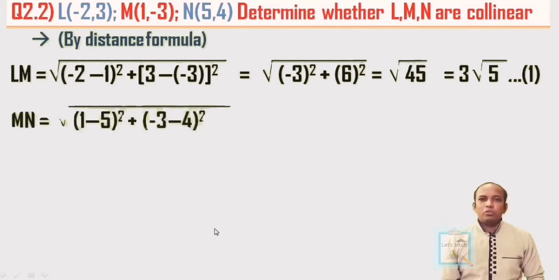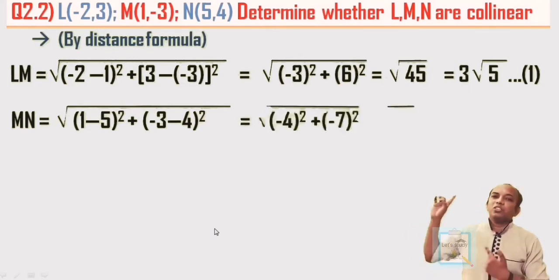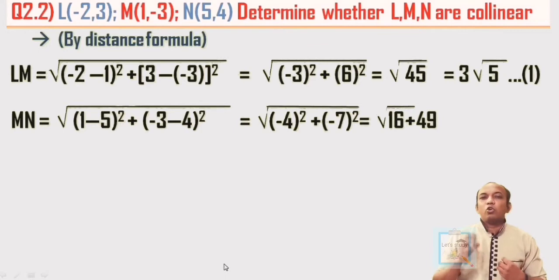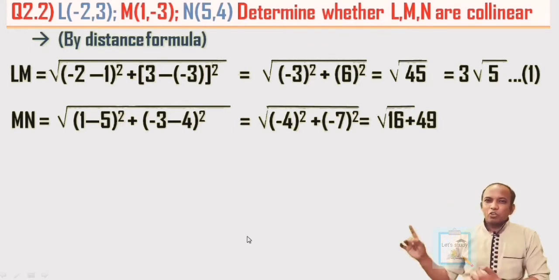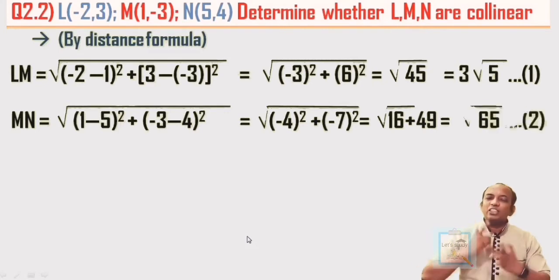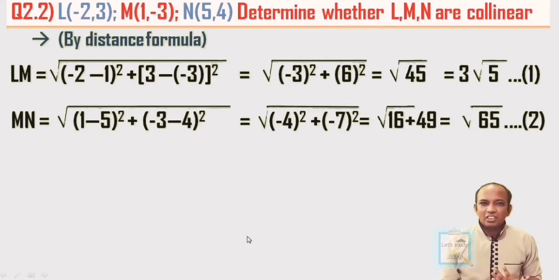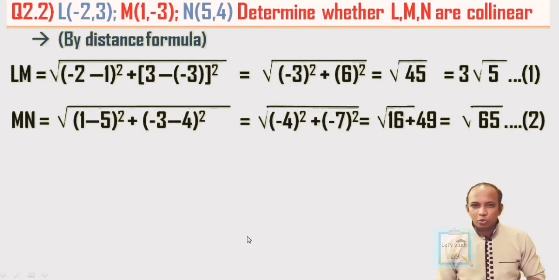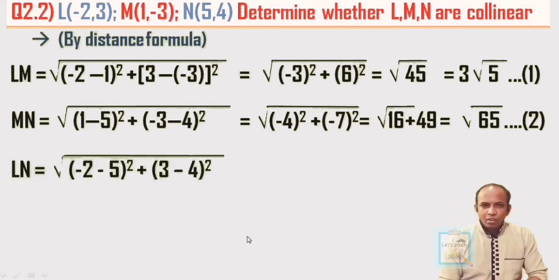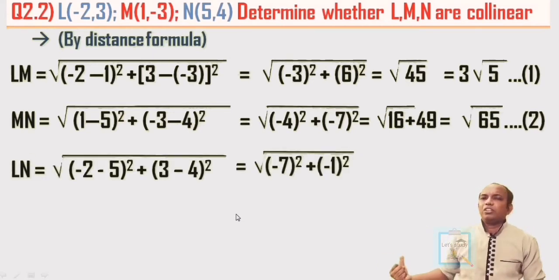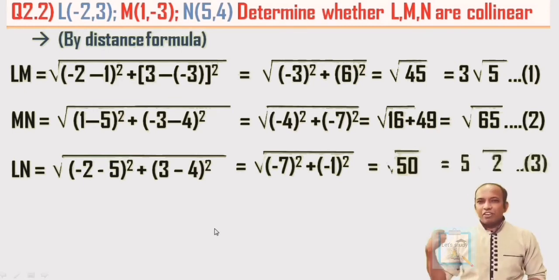Now substitute the values to get the answer for distance MN. You get the answer under root 16 plus 49 after carrying out all the required operations. The moment you add these numbers, 16 plus 49, you get the answer root 65, and this root 65 cannot be written in the mixed form because 13 times 5 is 65 and none of them can be taken out of the root, right? Thirdly, we have to find the distance LN. The moment you substitute the values and carry out the operation, you get the result under root 50. That root 50 can be written as 5 root 2.